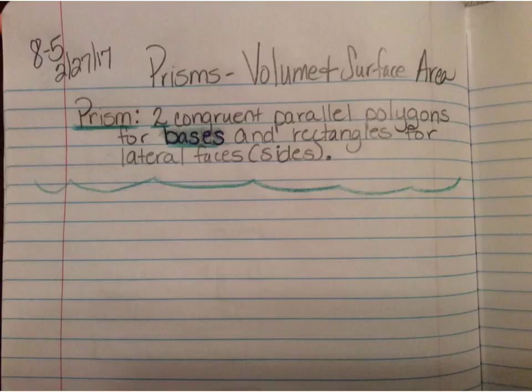Okay, so the first thing we're going to do is to define a prism. A prism has 2 congruent parallel polygons for bases and rectangles for lateral faces or for sides. Make sure you write this down in your interactive notebook.